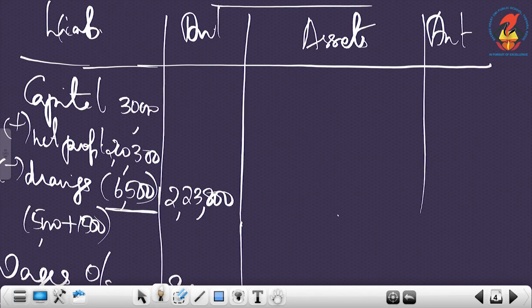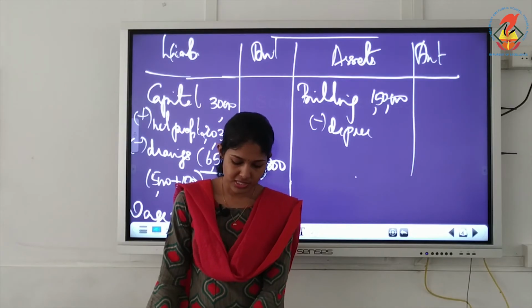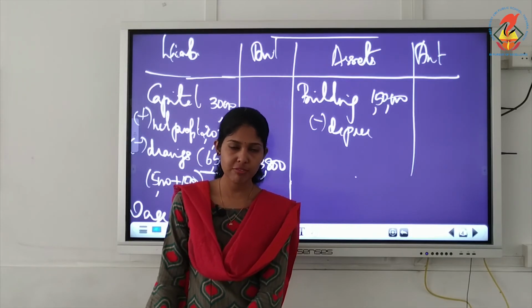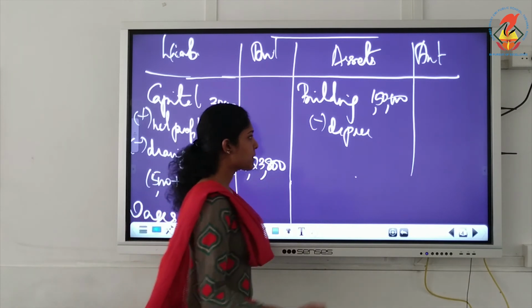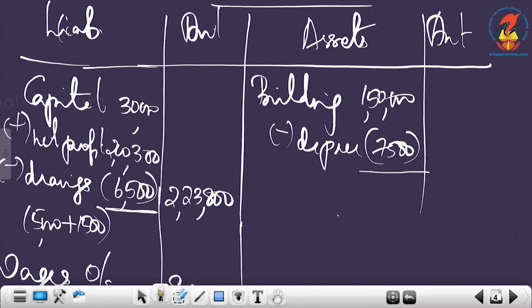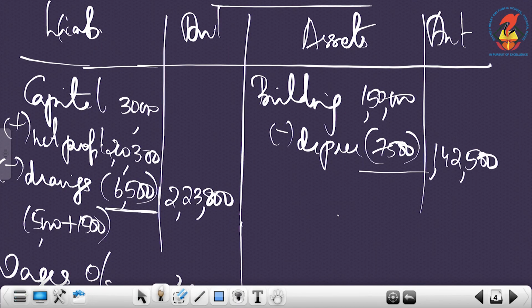Asset side, which is the first asset given there, building, it is having an adjustment. So building 1,50,000 less depreciation. Did you see that adjustment, depreciation on building 5%, and that 5% we have computed, and the depreciation figure is 7,500. It's already computed, it's there in P&L. So it is 1,42,500.